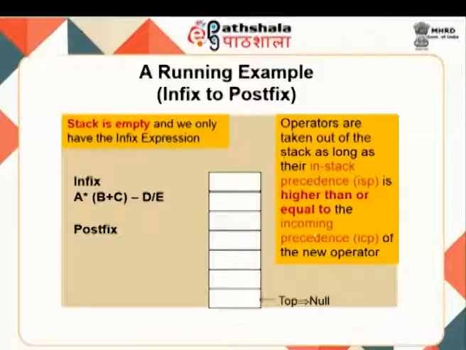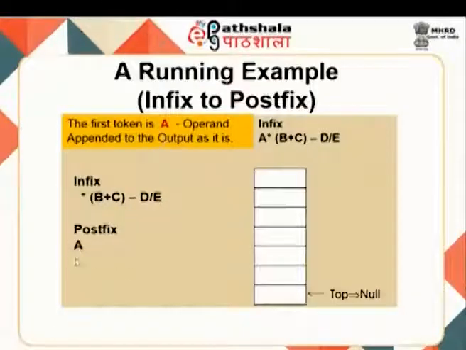So, initially top is done. Here we have called the create stack operator, and a stack has been created. Now, we have to read. The first token that we read is A, which is an operand. According to the algorithm, the operand is appended to the output as it is. So, A is appended, finished.